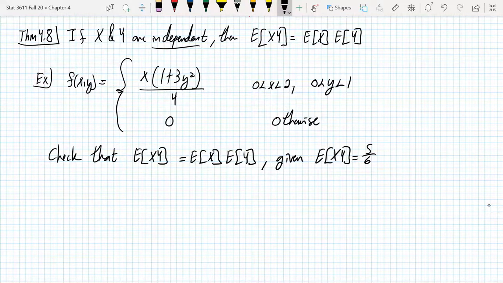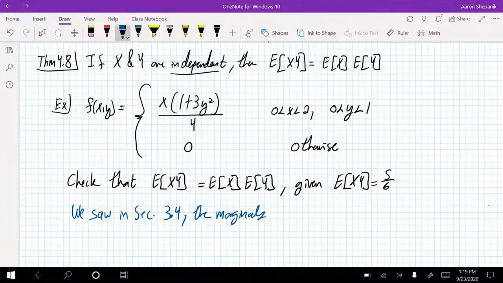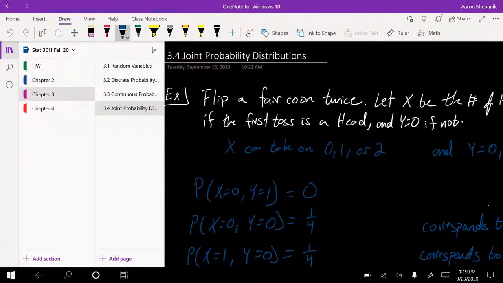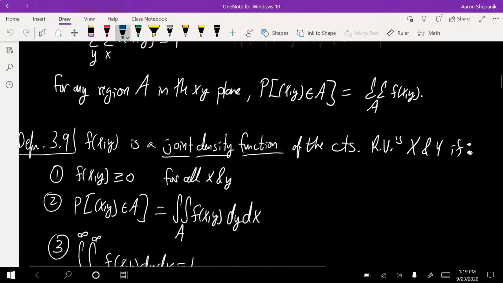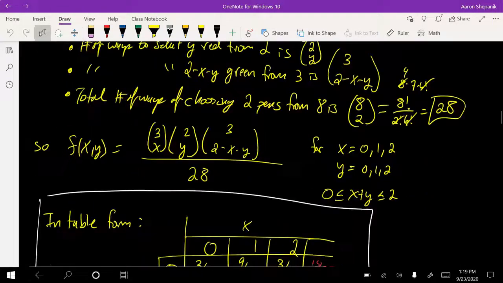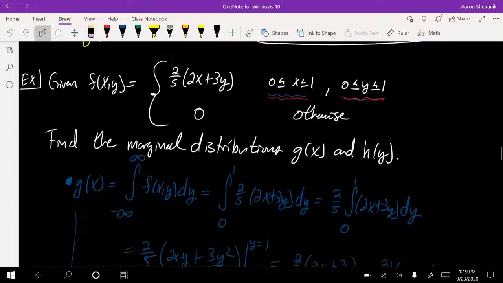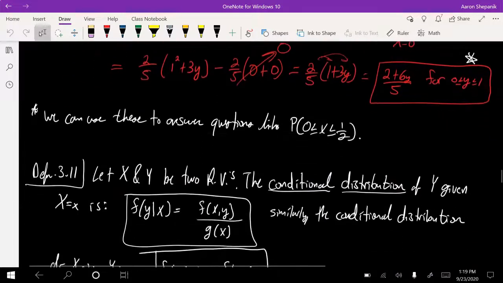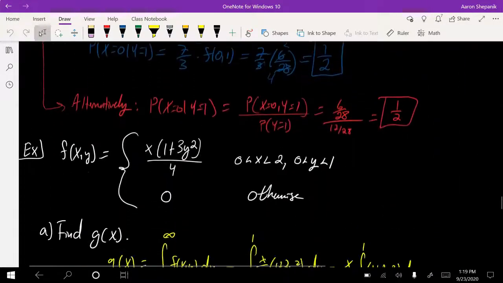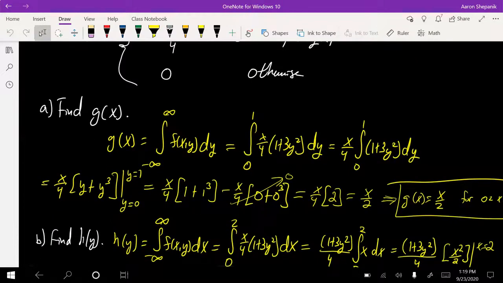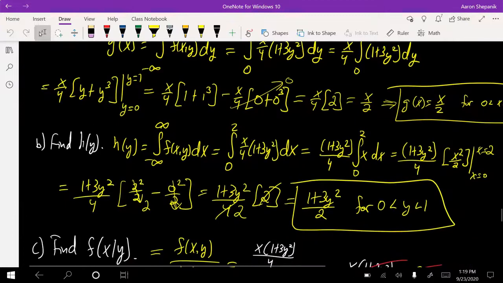In order to save some effort here, I'm going to pull out some of the results that we already have about this joint PDF from section 3.4. We saw in section 3.4, what are the marginals here? If we go back to our notes and take a look in chapter 3, 3.4, there we go. g of x is equal to x over 2 when x is between 0 and 2, and h of y is equal to (1 plus 3y squared) over 2.